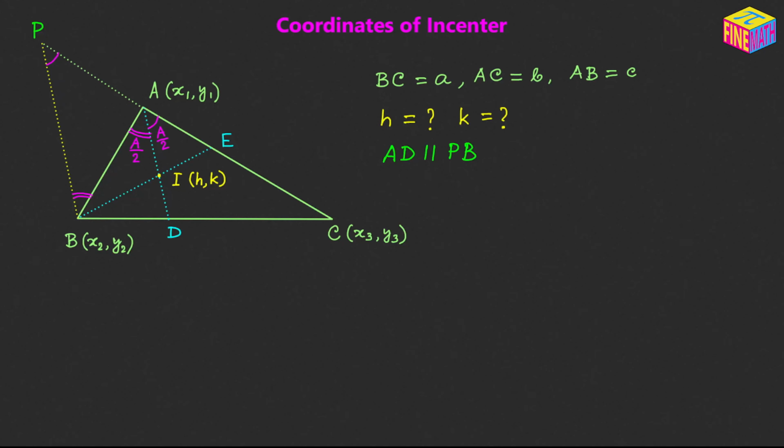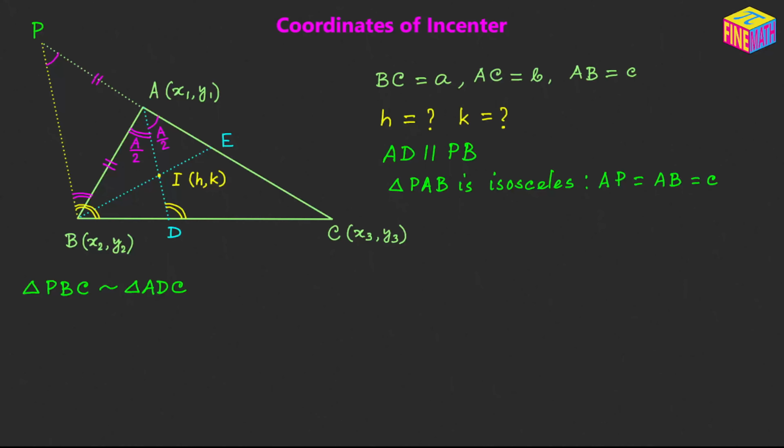Now if you think about it, AD is the bisector of angle A. That means the angle BAD will be equal to angle DAC and each of them will be half of A. And also if you look at the triangle PAB, that looks like an isosceles triangle because we have two angles equal. So that triangle is an isosceles triangle where AP and AB are of equal length, and that's nothing but the lowercase c unit. That's one of the sides of the original triangle.